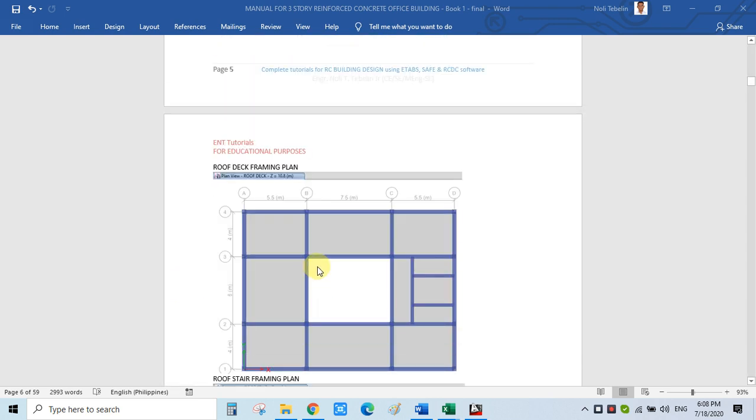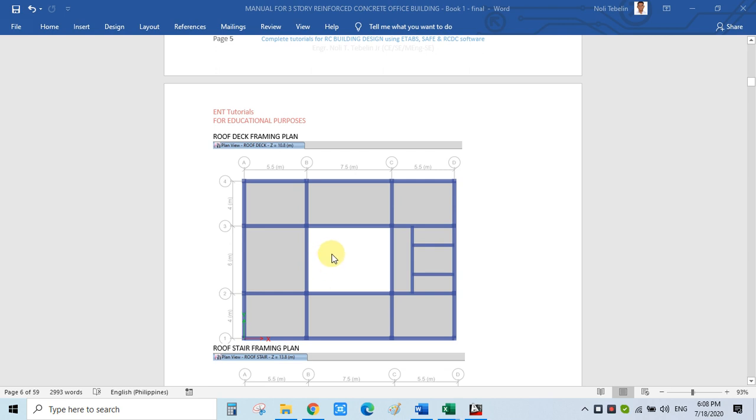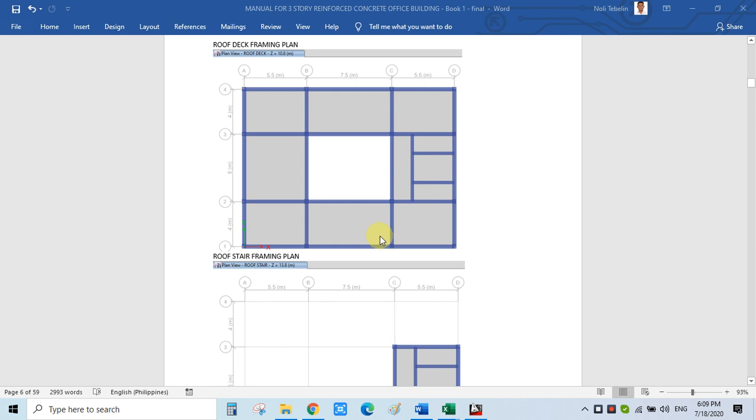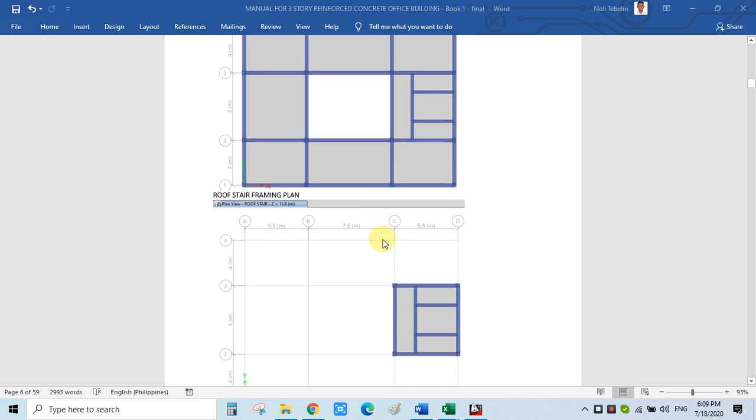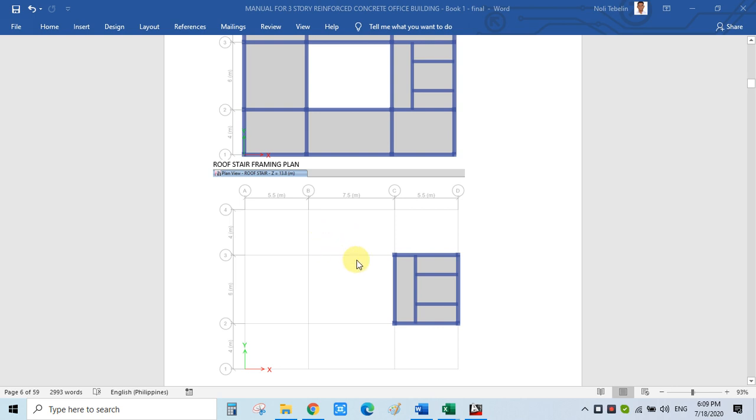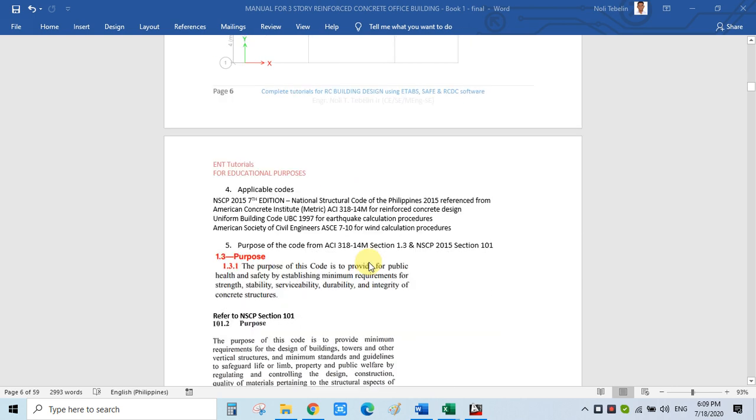This is the roof deck framing plan. So basically, second and third are typical floors, and we have a roof deck. So sa roof deck, meron tayong parapet wall. Maybe it's 1.2 meters or 1.5 meters ang height. Then we have a roof stair. Okay.